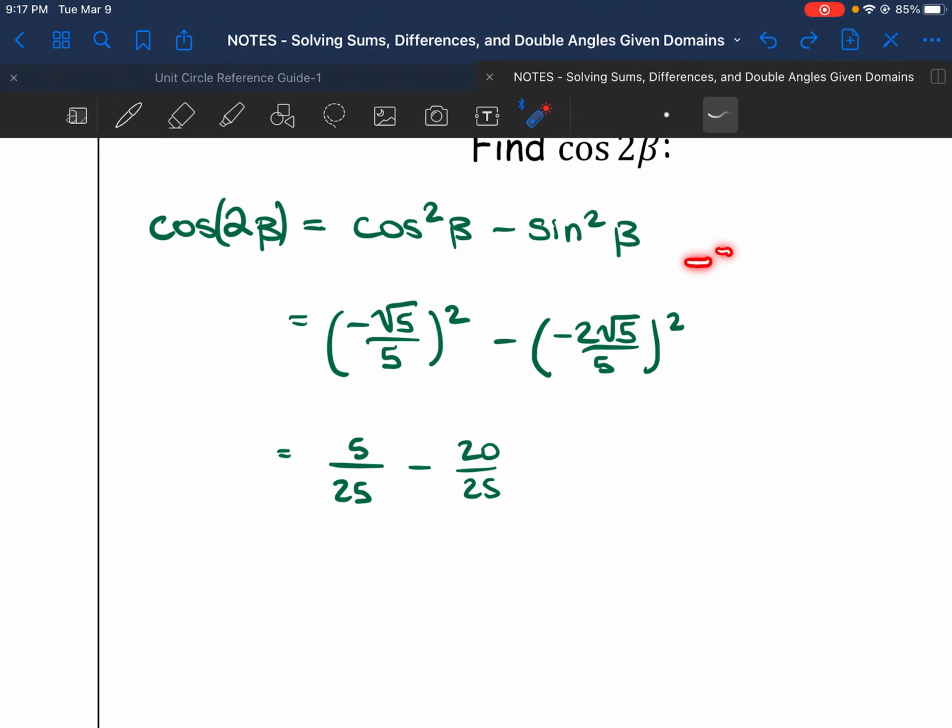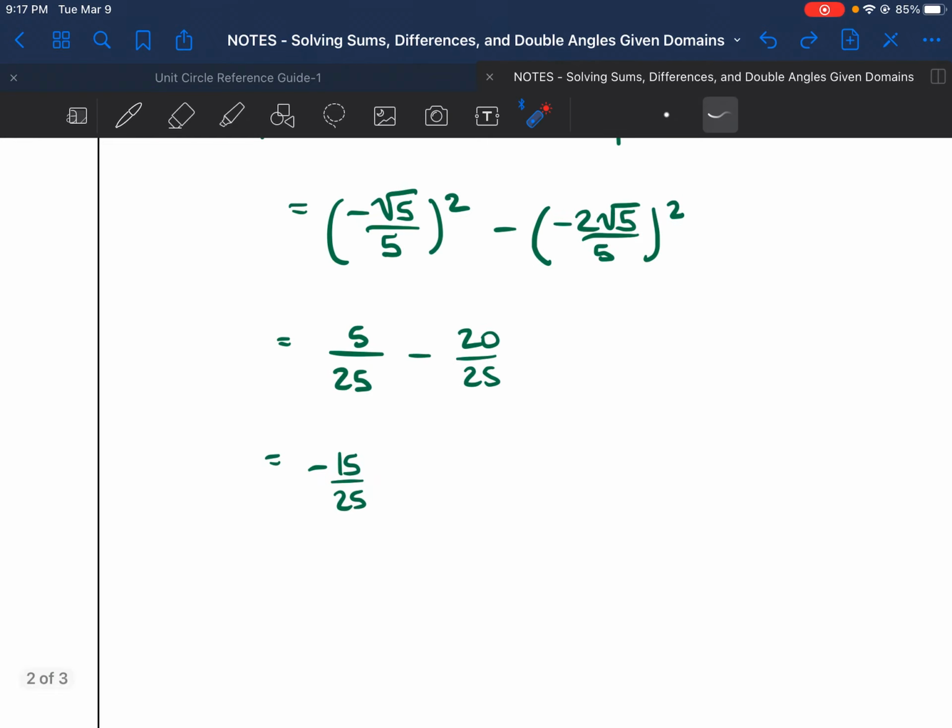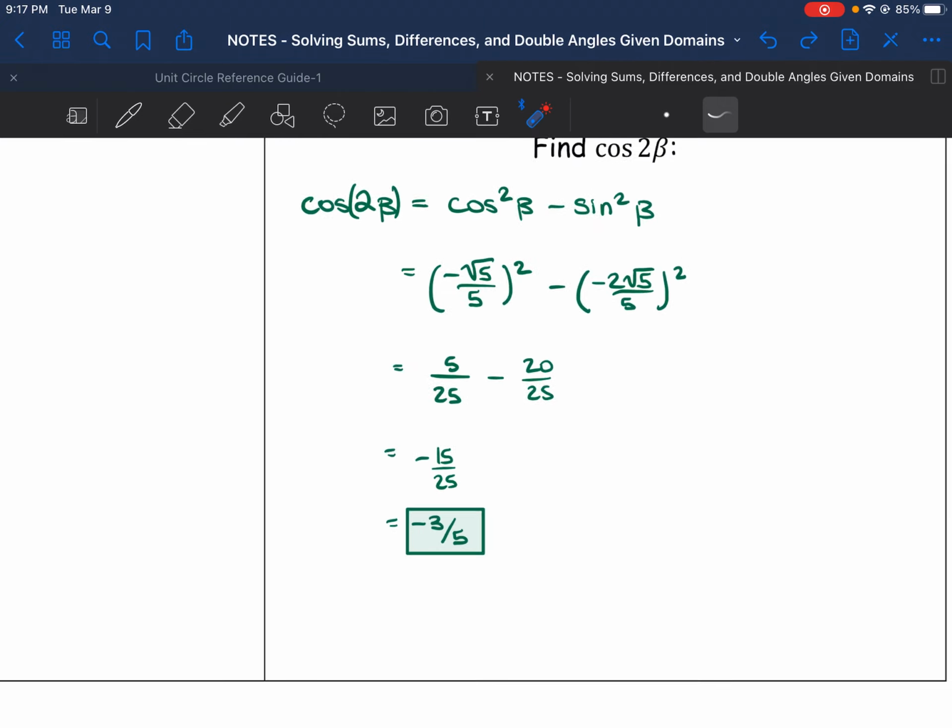Same deal here. Negative 2 root 5 over 5 times itself. Well, negative 2 times negative 2 is going to give us 4. Square root of 5 times square root of 5 is going to give us 5. 4 times 5 will give us 20. That's the top. And then the 5 times 5 gives us 25, the denominator. So that's where the 20 over 25 is coming from. Well, it's a common denominator of 25. So 5 minus 20 gives us negative 15 over 25. And when you reduce that, you get negative 3/5, which is our answer.